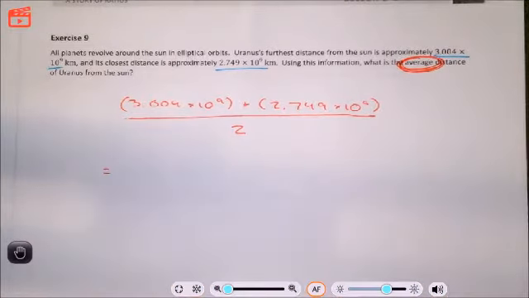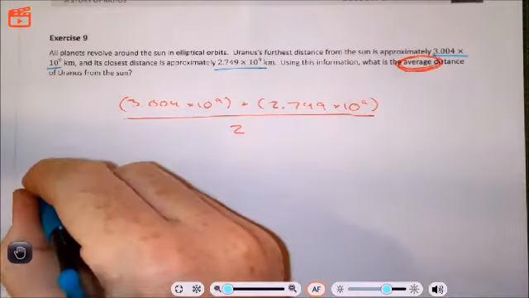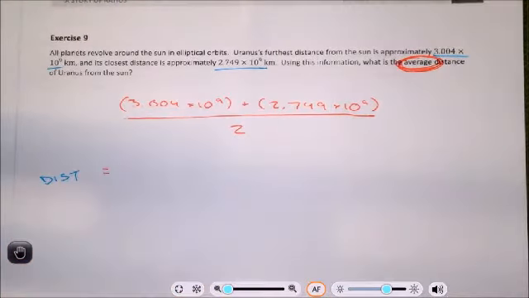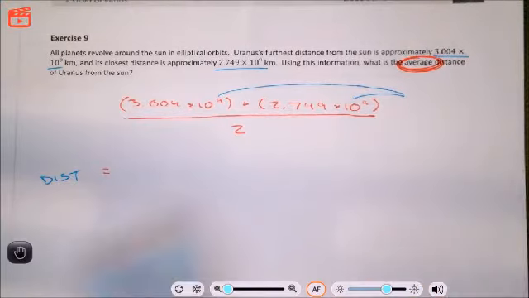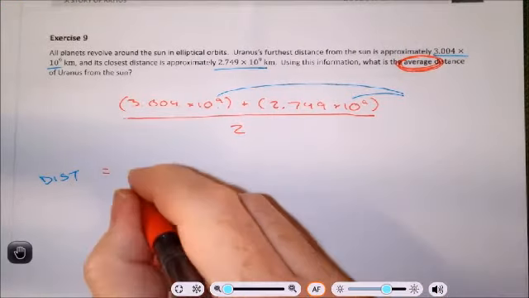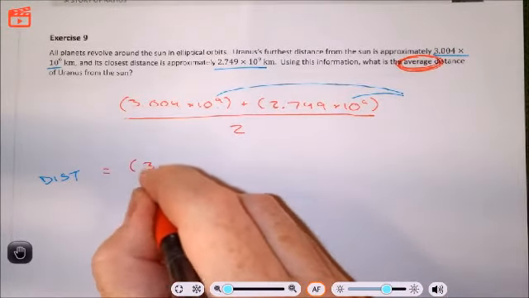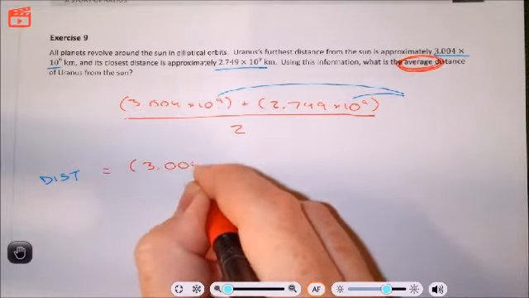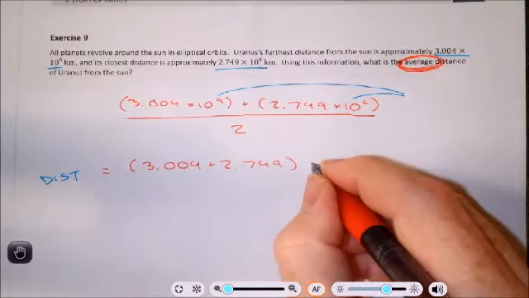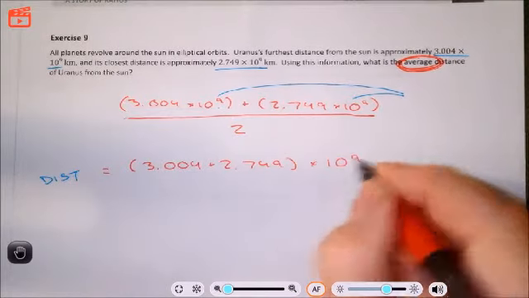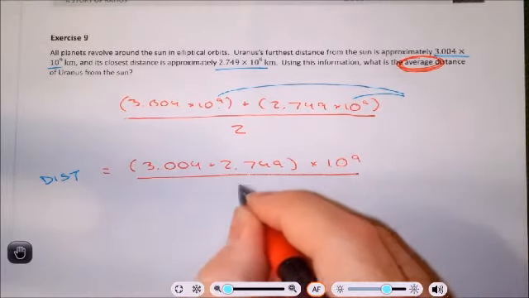Now, the first step you're going to do is the distributive property again, because you'll see that there's 10 to the 9th in both of these up top. So pull the 10 to the 9th out. So in the numerator, you are left with the 3.004 plus 2.749 times 10 to the ninth. And remember, we're still dividing by 2.